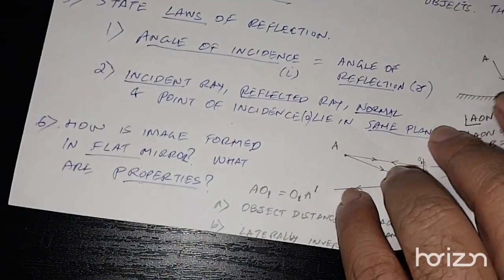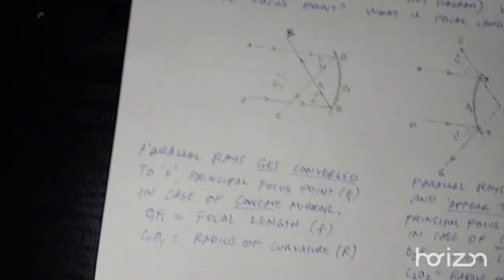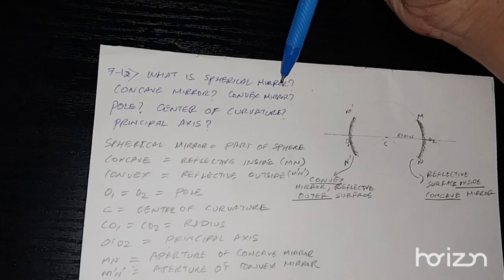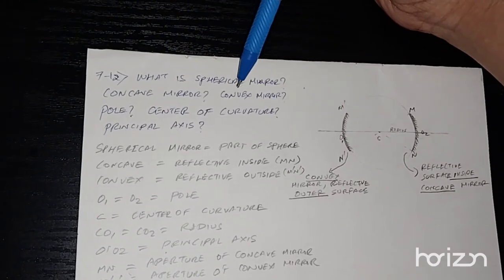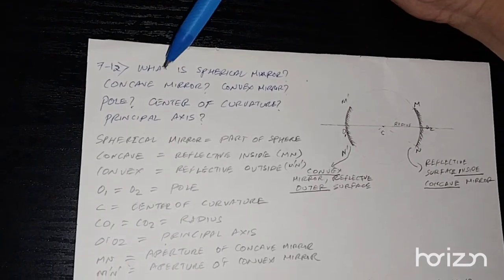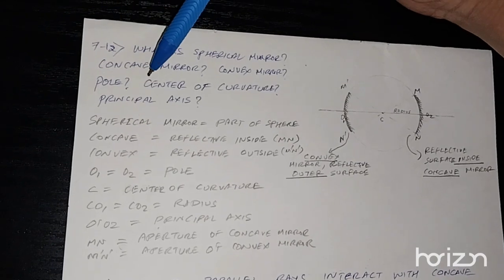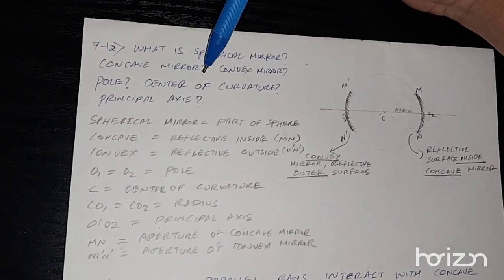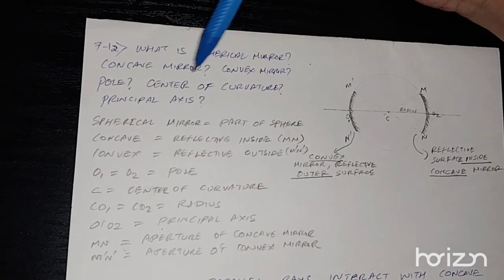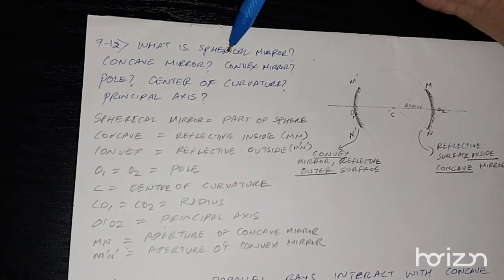Okay, so now let's look at curved mirrors. So the question is, what is a spherical mirror, what is a concave mirror, what is a convex mirror, and what does the pole of the mirror mean? Okay, what does the center of curvature mean, and what does the principal axis mean, what are all these terms?